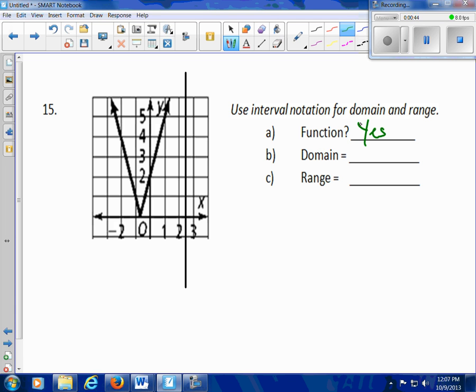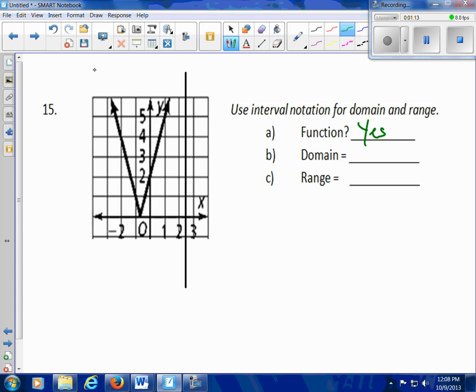So my domain is going to be all the possible x and y values using interval notation. So a lot of people want to say, well, my graph is going to be where my line crosses my x or y axis. Domain and range have nothing to do with where your graph crosses at your y or x axis. What domain is, is its lowest possible x value to your highest possible x value.